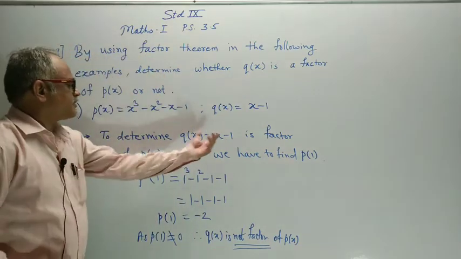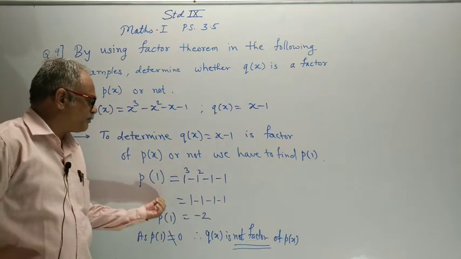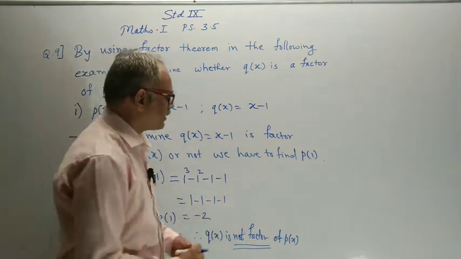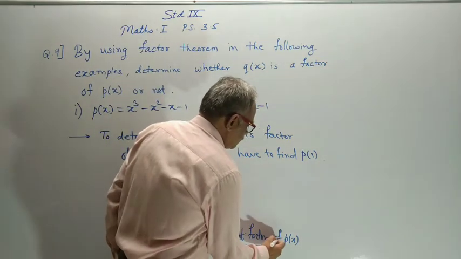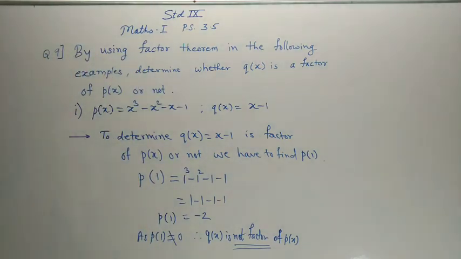As Q of x is x minus 1, we have to find P of 1. If P of 1 comes 0, then it is a factor. But P of 1 is coming minus 2, it is not 0. Therefore, it is not a factor, of course, by factor theorem. Neatly observe and write.